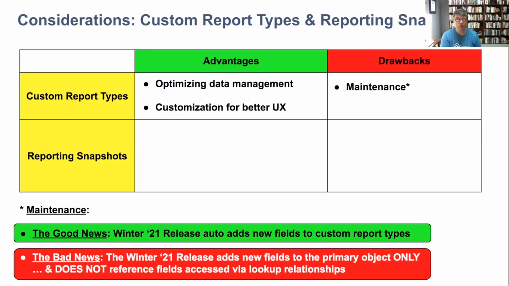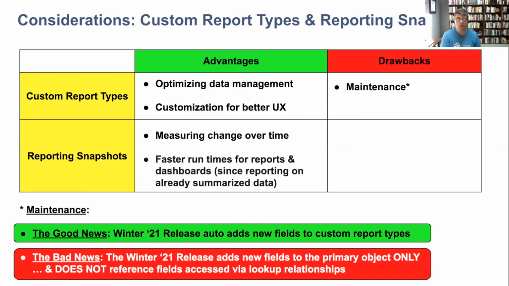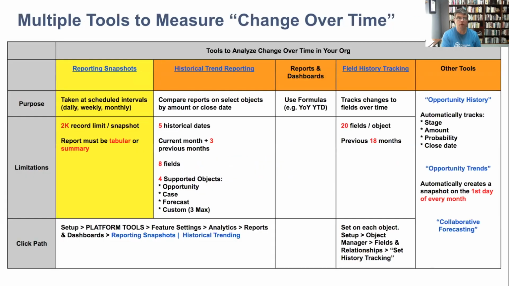Doesn't completely solve the issue though, because it's not going to address cases that are not the primary object. So some of those lookups you're trying to do may not have those fields. So there's still some maintenance that's going to be required, but it is a step in the right direction. Reporting snapshots are great for measuring change over time. You're not getting a static view, you're getting a dynamic view. And you get faster run times because you've already pre-sorted the data that you're trying to look at. But you've got storage requirements. You may need an archiving strategy. So again, with the good comes the bad.